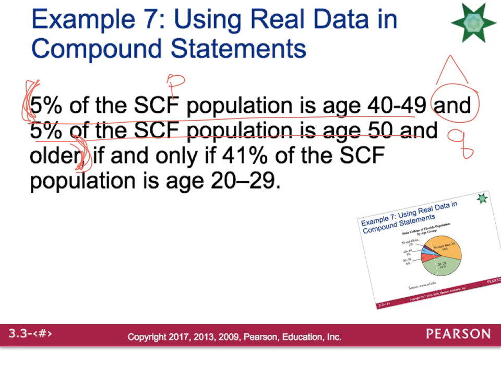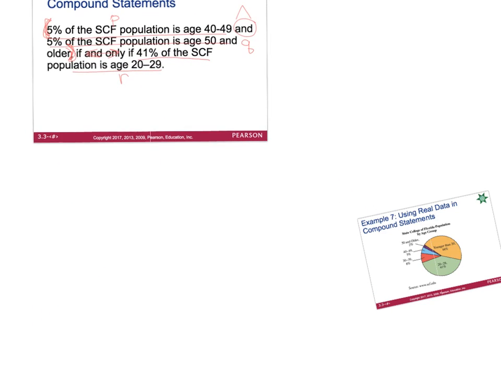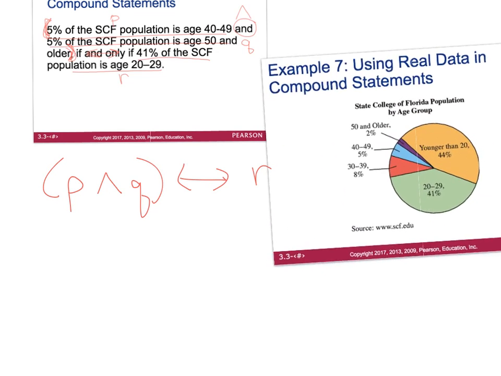If and only if, so if and only if is a biconditional. 41% of the population is age 20 to 29. So we're going to let that be R. Okay, so if I were to write that as a symbolic form, I'm going to need a set of parentheses, and I'm going to have P and Q. Then I need my if and only if, and then I need my statement R. Now we're going to use our data to figure out if P, Q, and R are true or false.